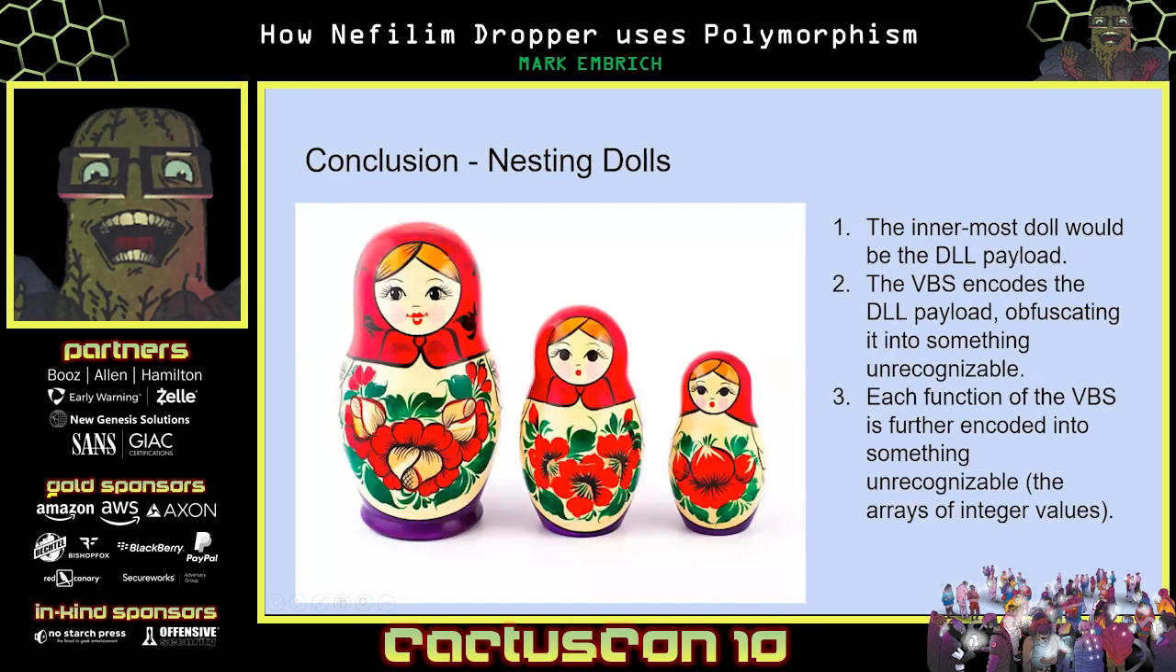So remember back at the beginning, the Xavier Mertens article was named Russian doll something something. Well, that was a pretty good description in that there are layers to this malware, right? The innermost doll would be the payload, the DLL that gets dropped. Then there is a VBS script which obfuscates the DLL payload, making it unreadable without processing. Then there is another layer of obfuscation where we take each function from the VBS and obfuscate that into an array of integer values.